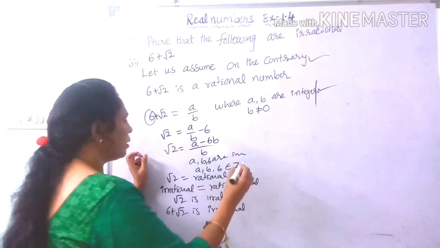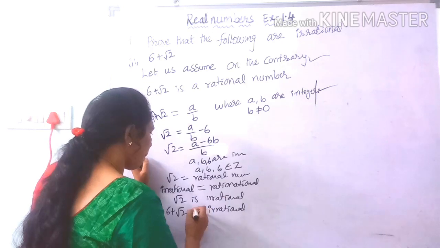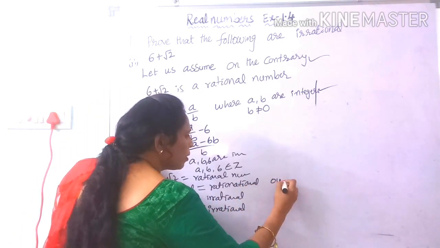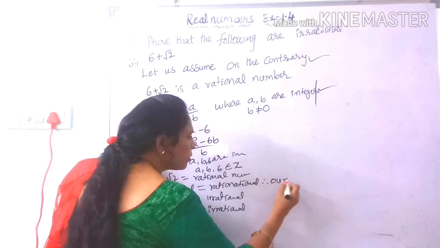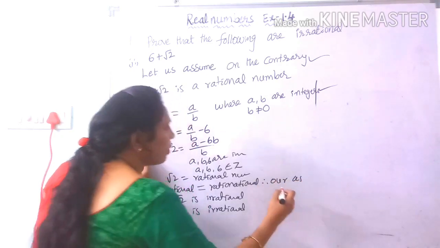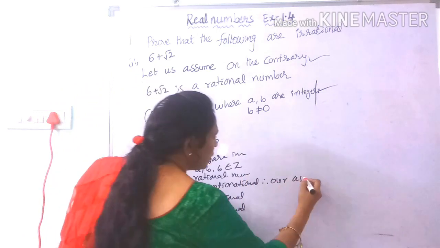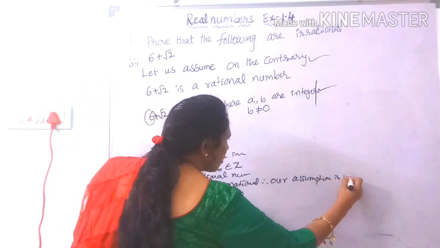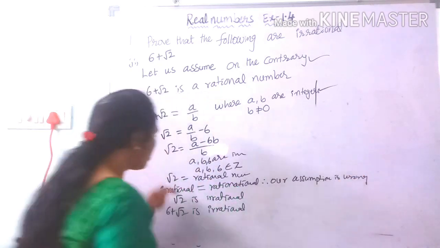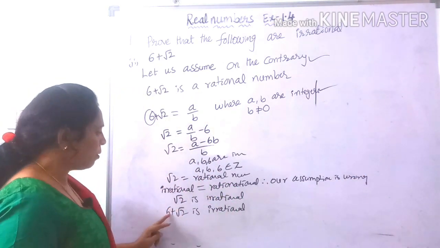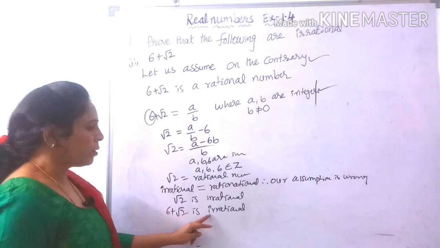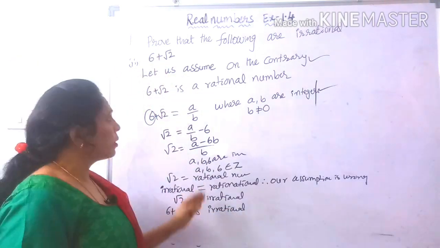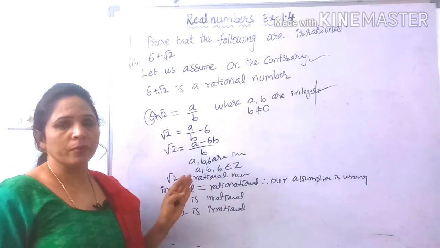Here we have to write: our assumption is wrong. What we have assumed is wrong. So root 2 is irrational, so 6 plus root 2 is also irrational. So the given number is irrational, hence proved.